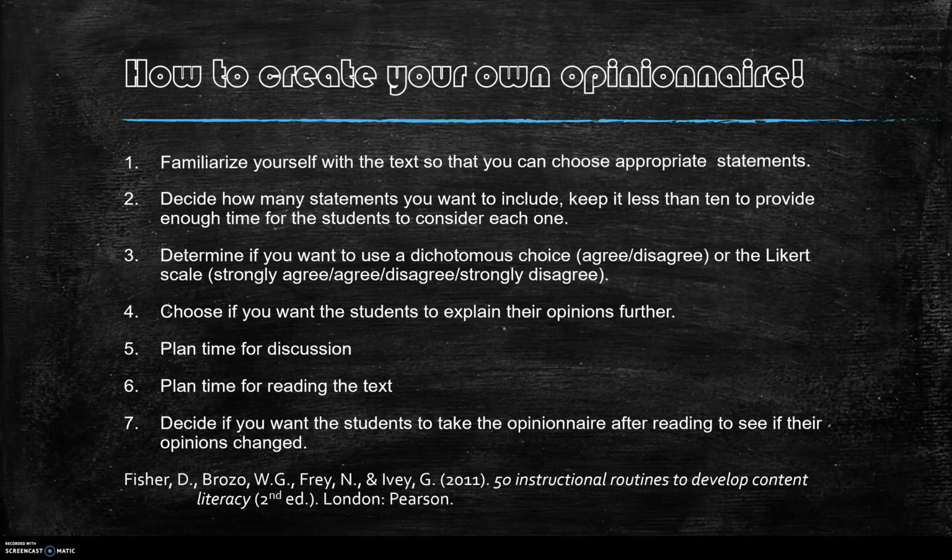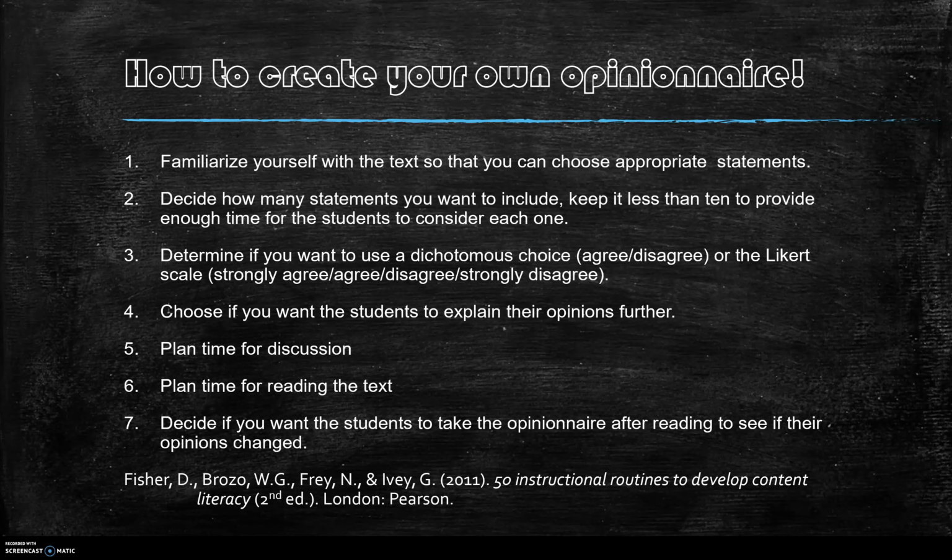How to create your own opinionnaire. First, you should familiarize yourself with the text. That way you can choose appropriate statements. Then decide how many statements you want to include. Try to keep it under 10 so that you allow enough time for your students to consider each statement. Then decide if you want to use a dichotomous choice or the Likert scale.